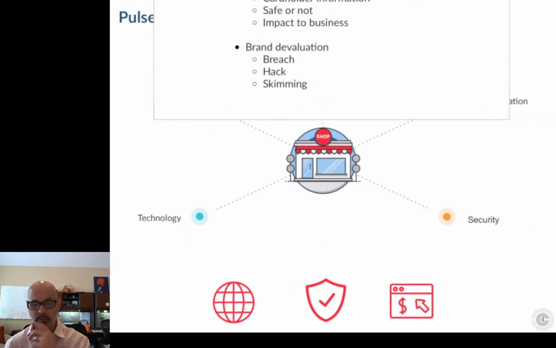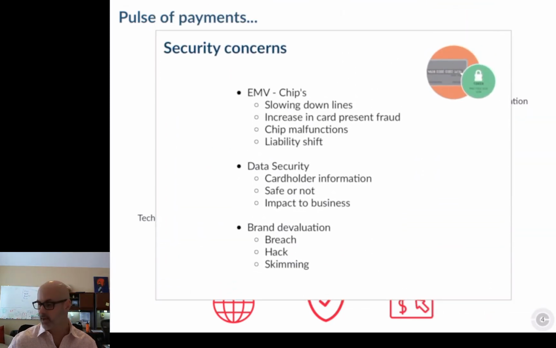The other issue that people have is security. EMV, these little chip cards. It's supposed to be the be-all, end-all, right? Chip's going to save us. Yeah. What's it really done? Slowed down lines, and it's caused some malfunctions, but it's really upped the card-present fraud in the U.S. simply because people are still using cards like this, but they all have the mag stripe on the back. And until that's changed, there are some big issues.